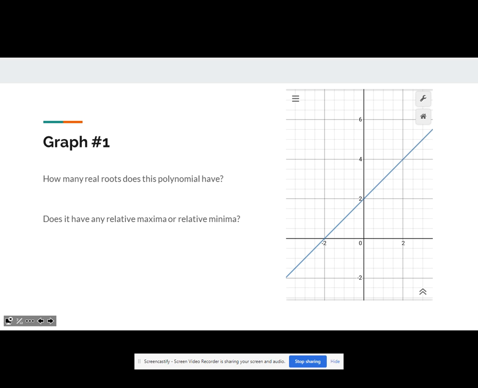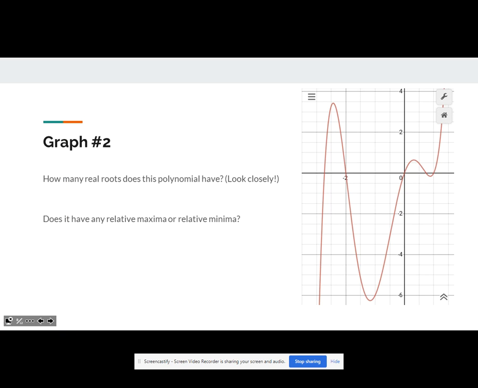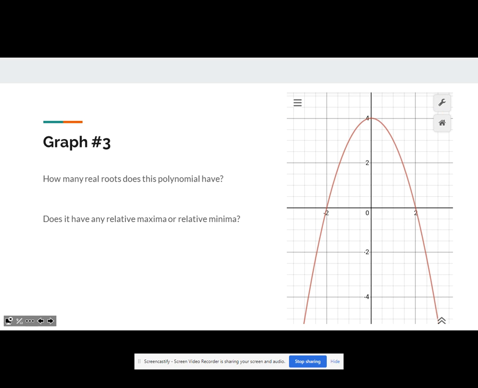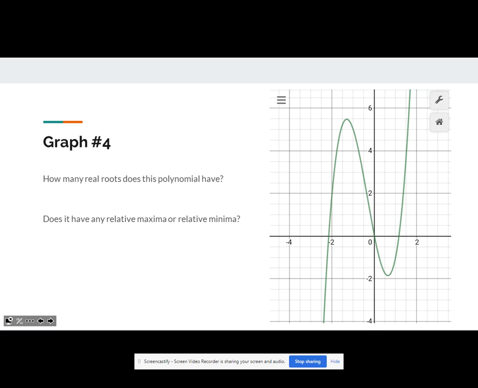Graph number 1. Graph number 2. Again, you can pause the video if you need more time. Graph number 3. Here's graph number 4. This one might be a little hard to see, but it starts down here and goes to up there.